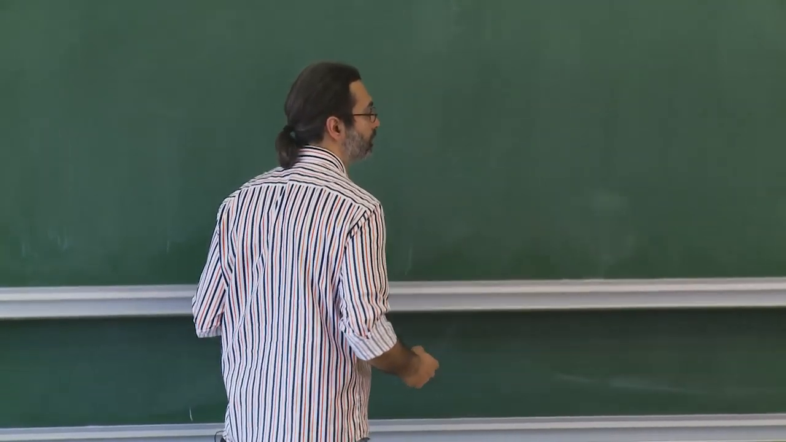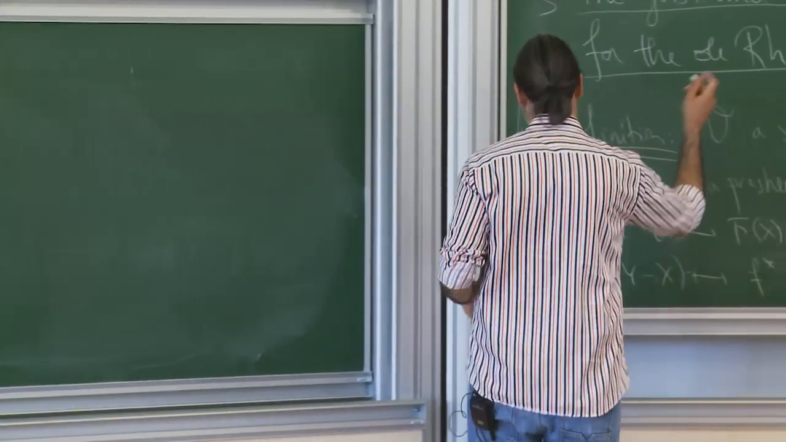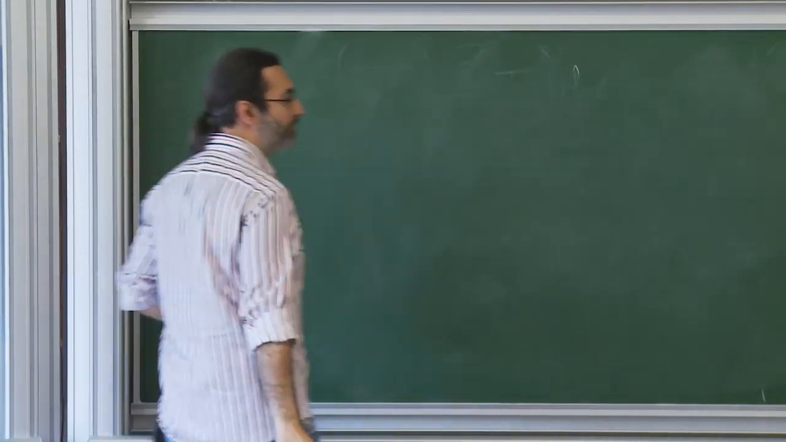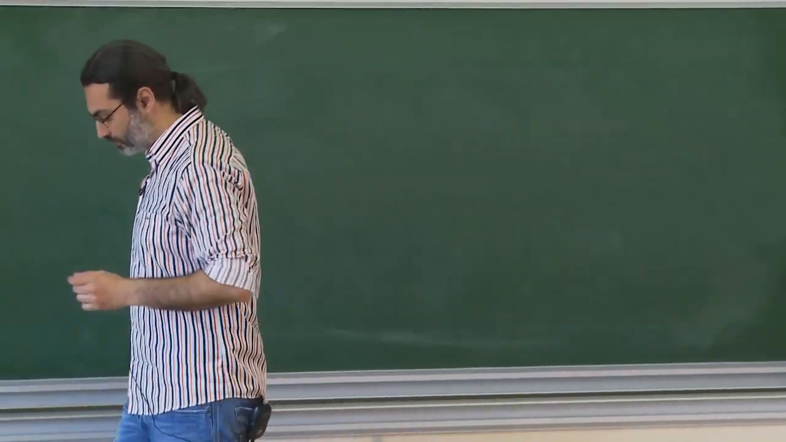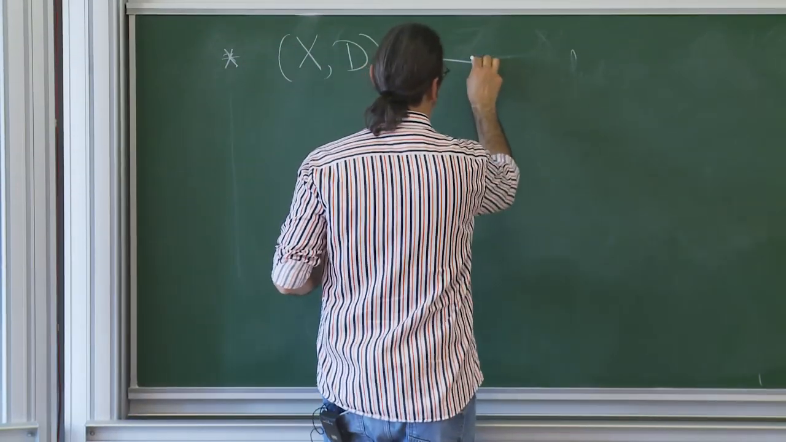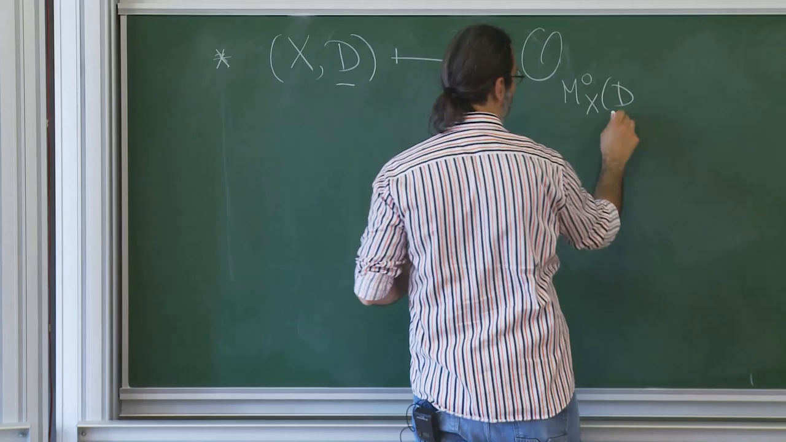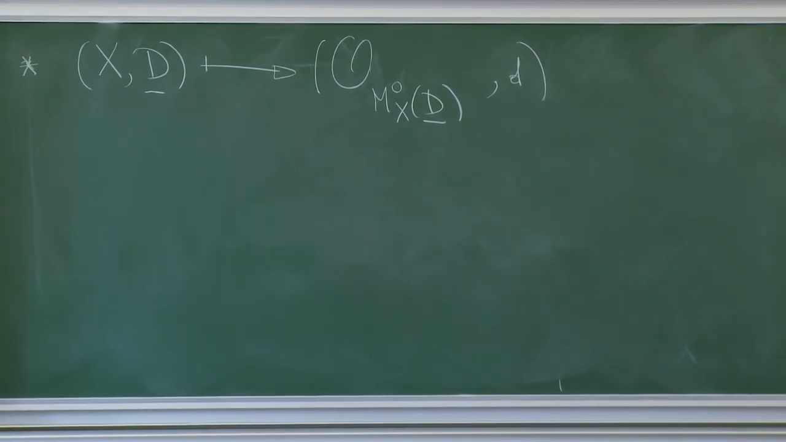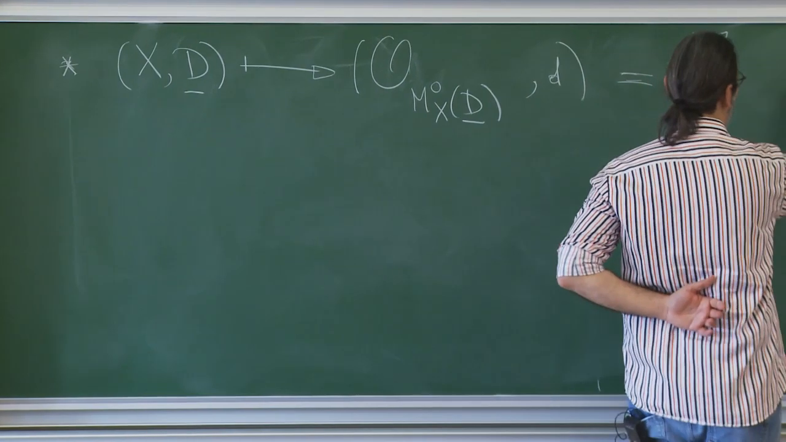Right. And now let me try to describe this new complex that will be quasi-isomorphic to omega. I start with the following simple observation. We do have an example of an object like this in this situation: simply, the unit object. This is the map sending x, g to O of M0 x, g. So this is the unit modulus integrable connection. This will be called 1 because it is the unit object.